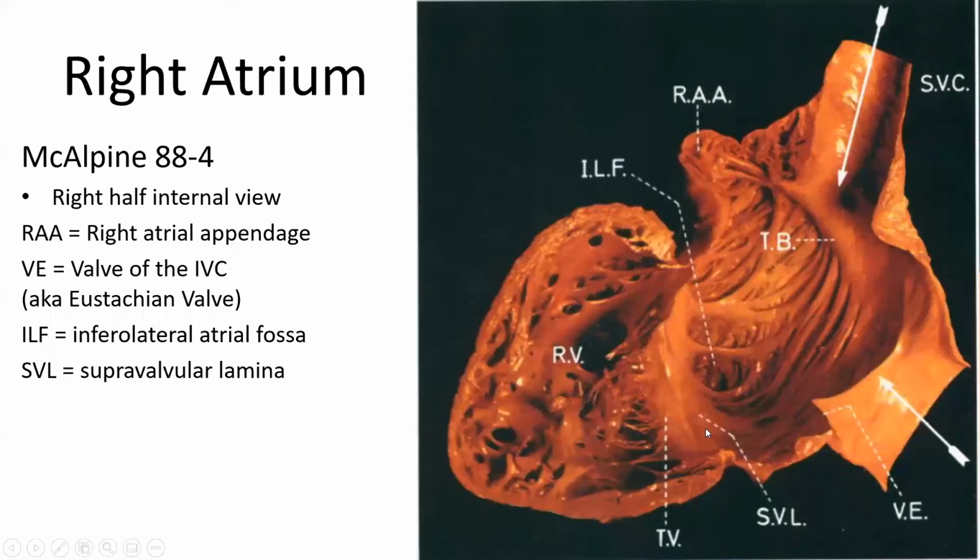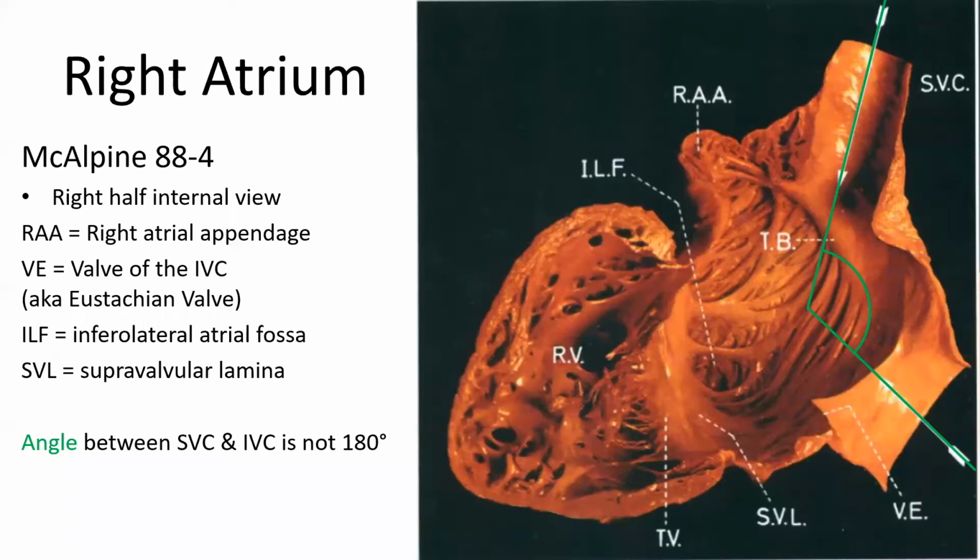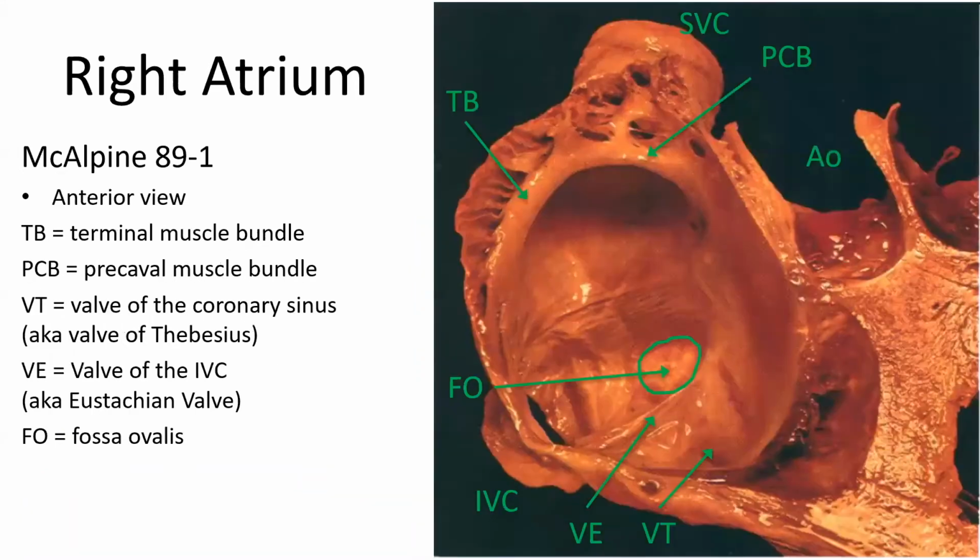Two things to note: the vena cava don't point directly at each other. They actually direct inward to point the blood flow at the tricuspid valve. And this posterior atrioventricular sulcus is where we ablate for typical flutter. So I'll show that coming up.